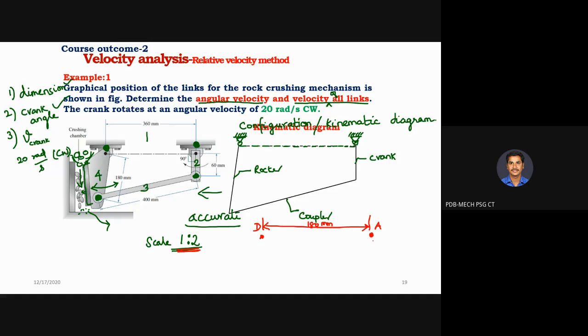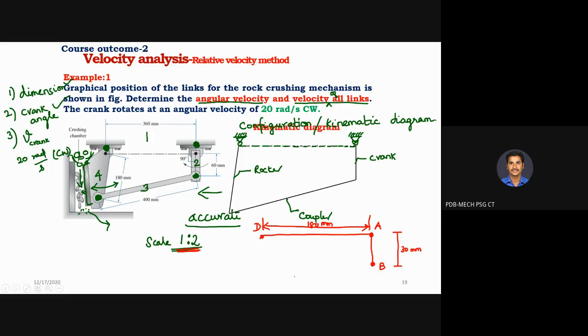Next step, we need to draw the crank. What is the dimension of the crank? 30 mm, sir. 60 mm, reduced scale 30 mm. We need to draw a line at an angle; with the frame it should make 90 degrees. So in the vertical, you need to draw a line of 30 mm. At the end of the line, make a point, that is B. So it indicates the crank, of length 30 mm. Next, we need to draw the coupler and rocker.